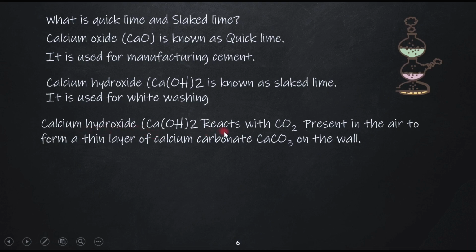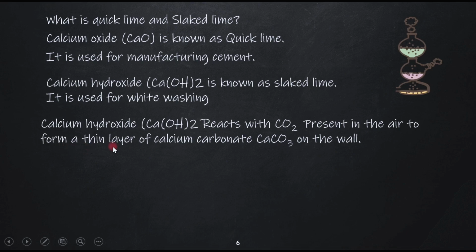Calcium hydroxide reacts with carbon dioxide present in the air to form a thin layer of calcium carbonate on the wall. So here the reaction takes place between calcium hydroxide and atmospheric carbon dioxide, and it forms a layer of calcium carbonate on the wall.